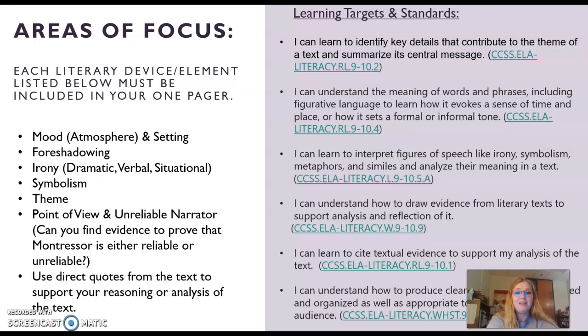You've done that already. You've already added your frame, so you're identifying the speaker of a particular quote, and then you're typing that quote out, surrounding it with quotation marks, and then you have the parenthetical citation at the end, just like we talked about in the last recording. And then the final one is I can understand how to produce clear writing that is developed and organized, as well as appropriate to task, purpose, and audience. And this last standard is where we are going to be working with the one-pager. You haven't done this last standard yet, right?